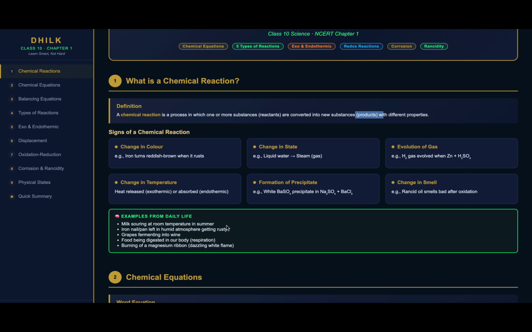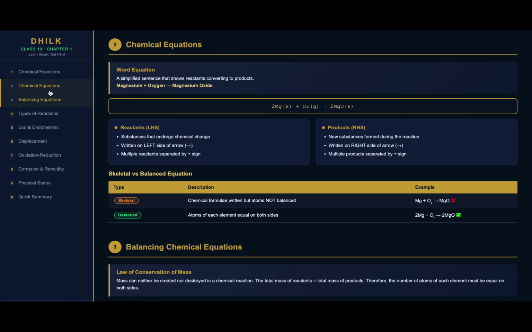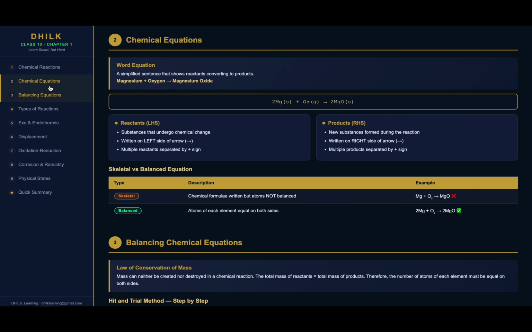Got it? Now let us move on to the next topic, which is chemical equations. Once we understand that a chemical reaction is happening, we need a way to represent it on paper. We do this using chemical equations. The simplest form is called a word equation. A word equation uses the names of the substances. For example, magnesium reacts with oxygen to give magnesium oxide. That is a word equation. But in chemistry, we use a more precise and scientific way of writing it using chemical symbols and formulas. This is called a chemical equation.